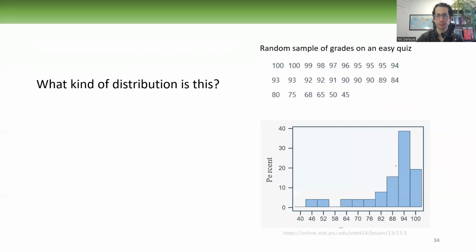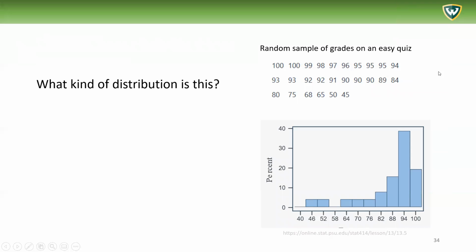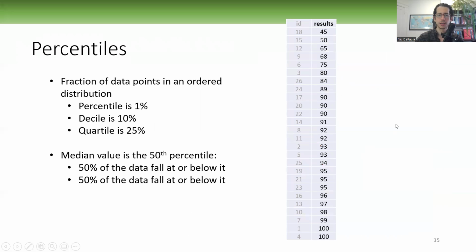What about here? This is a random sample of grades on an easy quiz. Well, it's pretty clear, right? This is skewed to the left. Okay, let's talk about percentiles, and I'm going to stop here and continue on the next video.